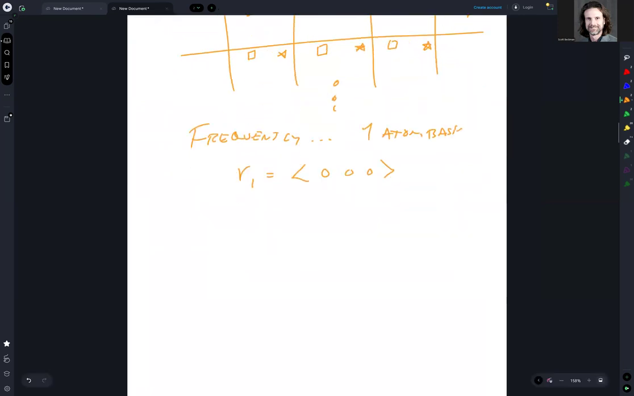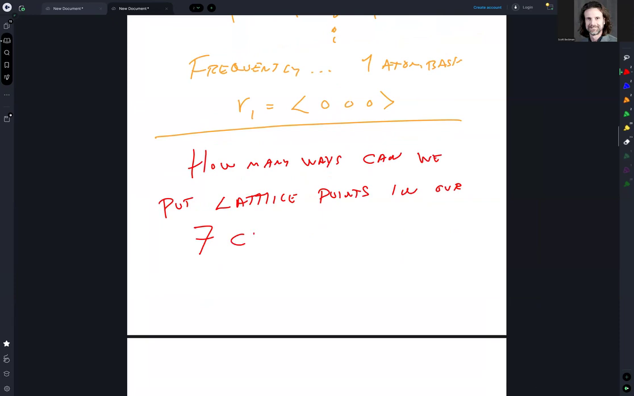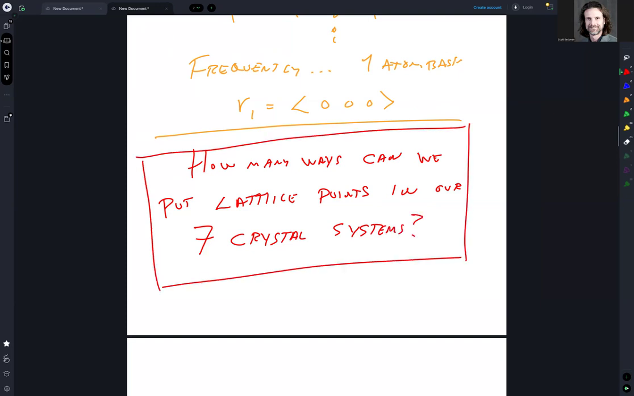Now, the next question, which I'm going to leave until the next lecture, is how many ways can we put lattice points in our 7 crystal systems? And I will go into this in the next lecture.